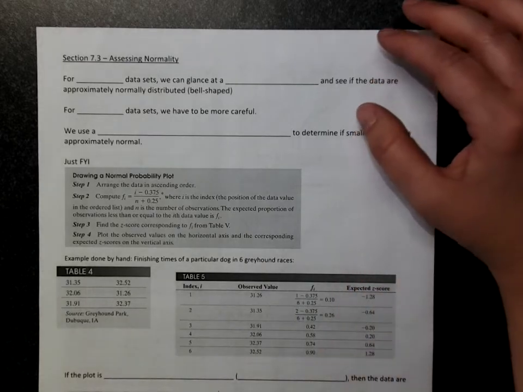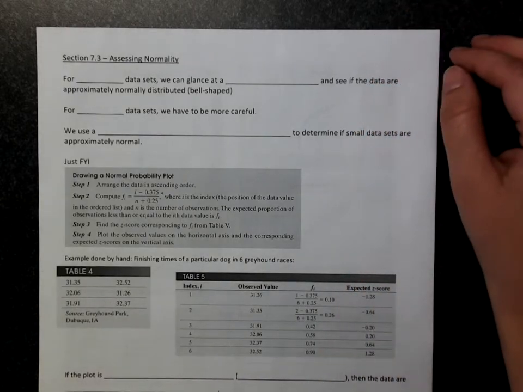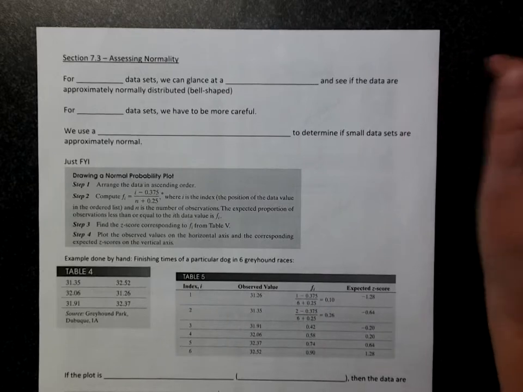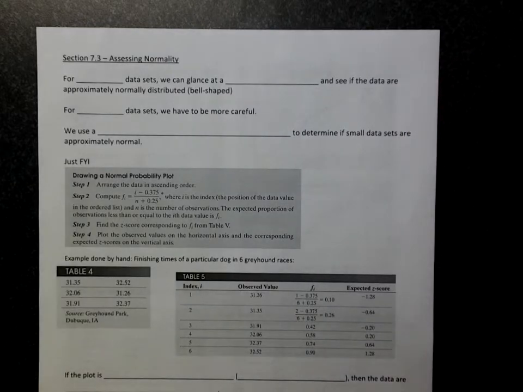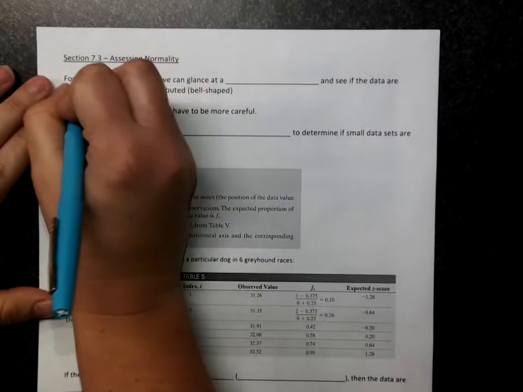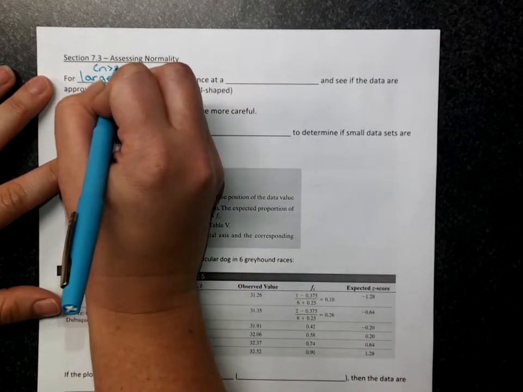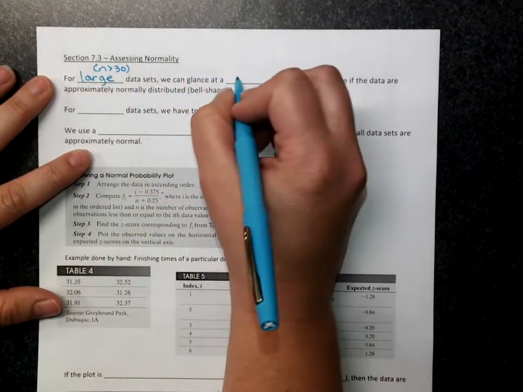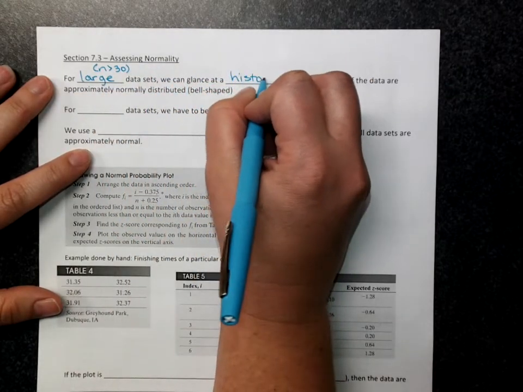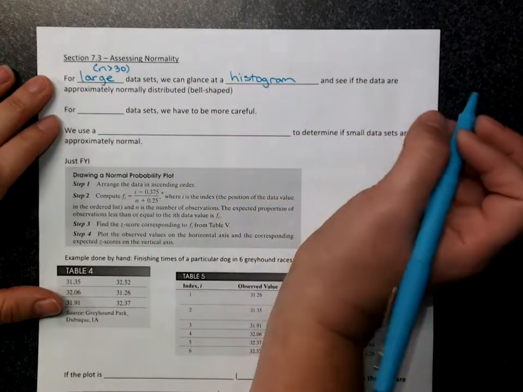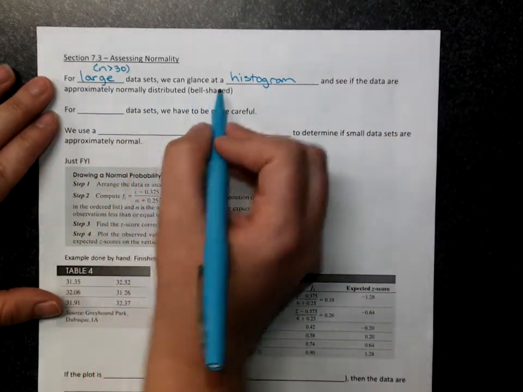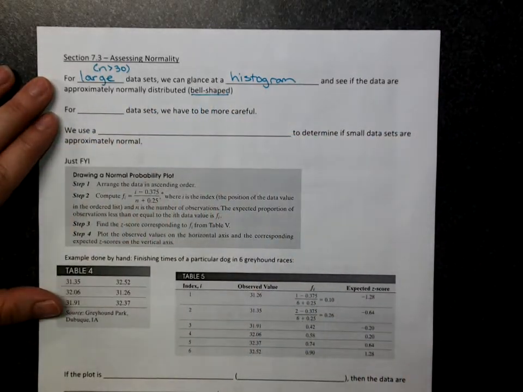This is the last part of Chapter 7, Section 7.3 on assessing normality. This is a very quick and easy topic for us. For large data sets, we consider large anything more than 30. We can glance at a histogram and see if the data are approximately normally distributed. So we can just look at the histogram, look for that bell shape.